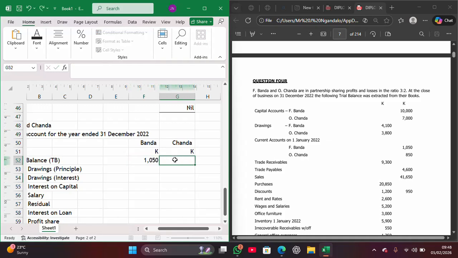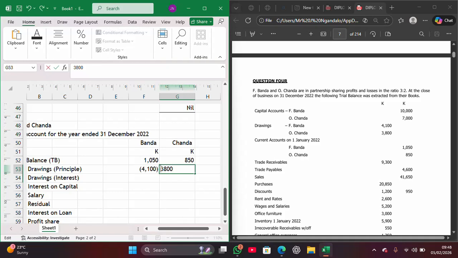1050. So they come in as positives. Then the principal amounts withdrawn, 41 Banda, Chanda 38. So you bring it in. In fact, it's a less, isn't it? You subtract this, because every time you withdraw, you reduce how much you have in the business, isn't it?